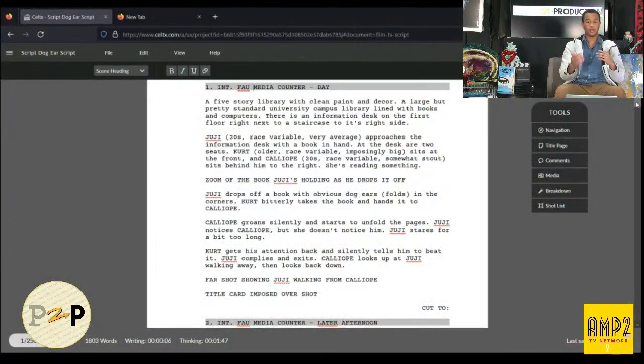It's basically where the actors go so that when we rehearse or when we shoot, we already got it down pat, right? So we know where they go, and then there's a line that says zoom of the book Juji's holding as he drops it. That's a shot.